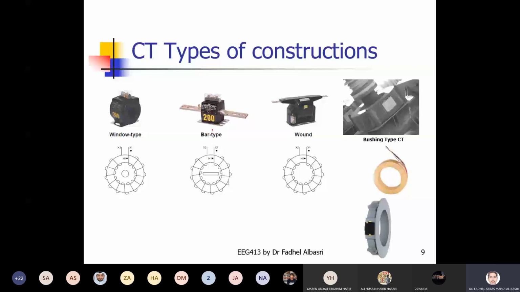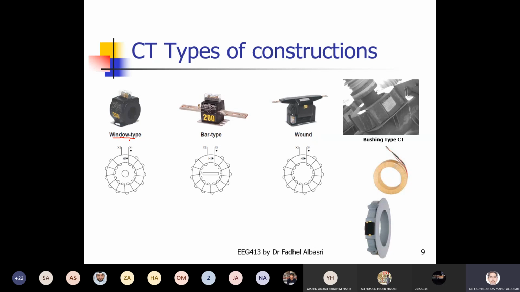There are different types of current transformers. One of them is the wound type. In the wound type, normally the primary side and the secondary side are formed using a winding. In this figure, it shows only the secondary winding, X1, X2, but the primary winding also, sorry, this is not a wound type.